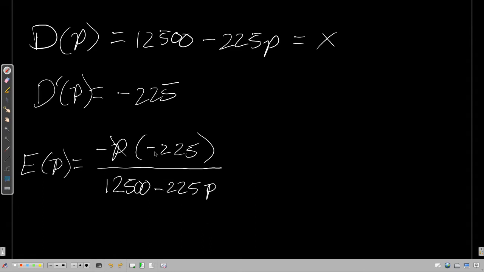Right? I have a sum here in the bottom. I can't just cancel unless I factored the p out of both of these terms in the bottom and cancel it with the one in the top. But I can do some simplification because 12,500 shares some factors with 225.